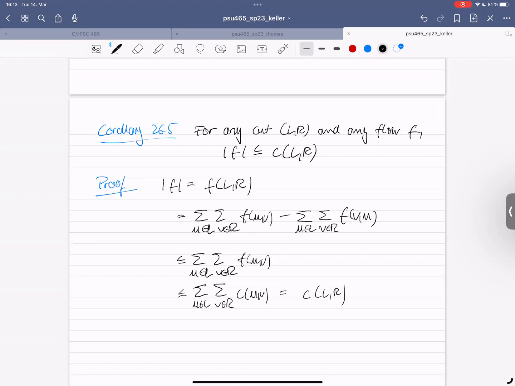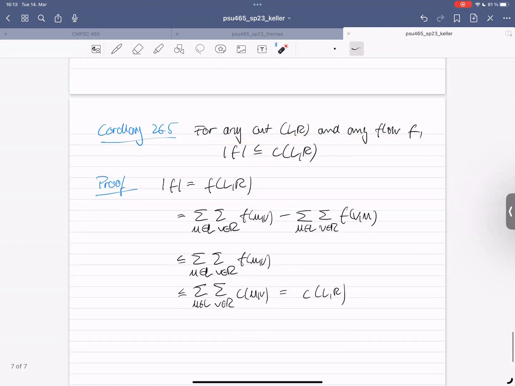Now, basically through this net flow across the cuts, we have upper bounded the value of the flow by the capacity of that particular cut. But this holds true for any cut in our network and any flow F by this claim here. We didn't pick any specific one, but for any cut and any flow, we can show that the value of that flow is upper bounded by that capacity.